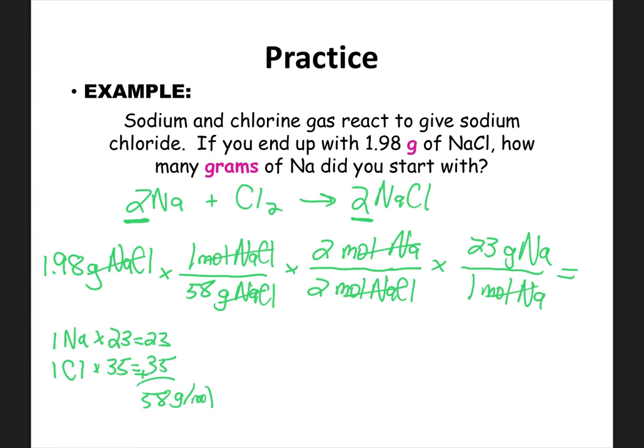Okay, so when you do this, when you do your multiplying across the top, get a number, multiply all the numbers across the bottom, get a number, and then divide those 2 numbers, you want 3 sig figs here. So you should end up getting 0.785 grams. All right, that's correct units and correct sig figs.